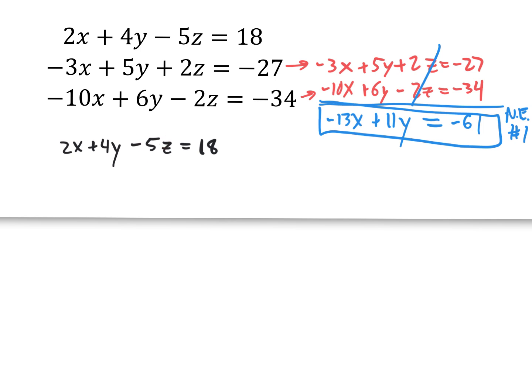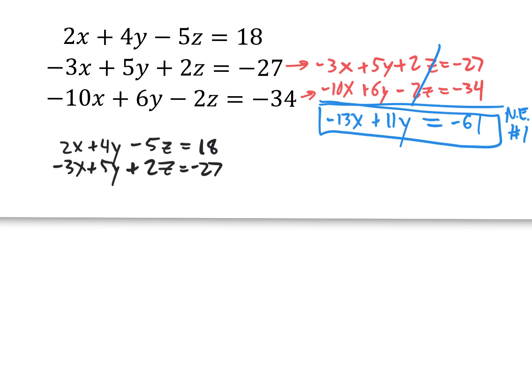So anyway, I've seen students get confused because they're like, well, negative 5z, how am I going to change that to a positive 5? I can't do it. But just pick one. Do you want to use the middle one or the bottom one with this one? Pick one. Middle. Okay, so I want to rewrite the middle one just right below it. Here it is, negative 3x plus 5y plus 2z equals negative 27.